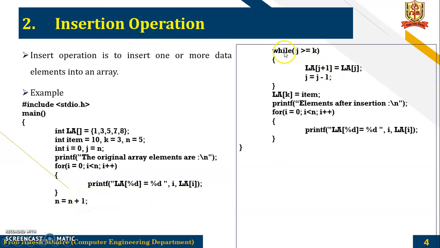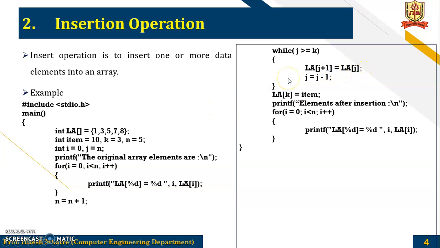Then while j greater than equal to k, here the value of k is 3, means I want to enter the element at location 3, that is index number 3. Then it will check LA of j plus 1. So initially j is 5, so 5 plus 1, 6, equal to LA of j.